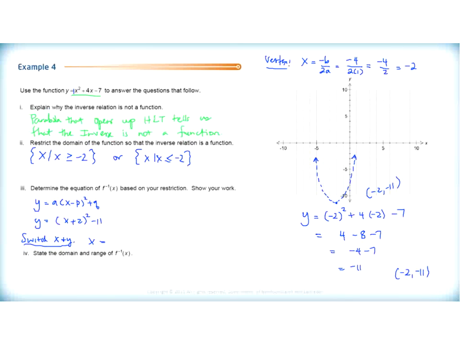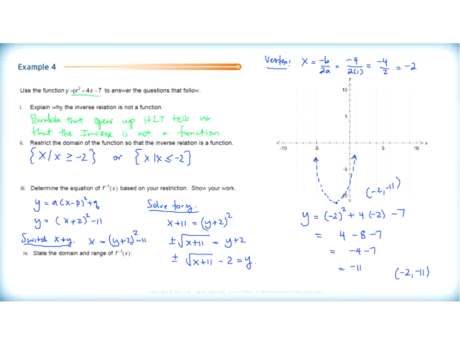Switch x and y first. x equals (y plus 2) squared, subtract 11. Now let's solve for y. x plus 11 equals (y plus 2) squared. So we end up with plus or minus the root of x plus 11 equals y plus 2. So we end up with plus or minus the root of x plus 11, subtract 2, equals y.